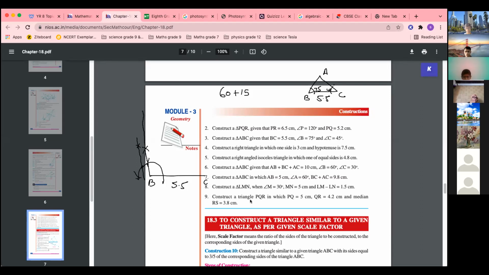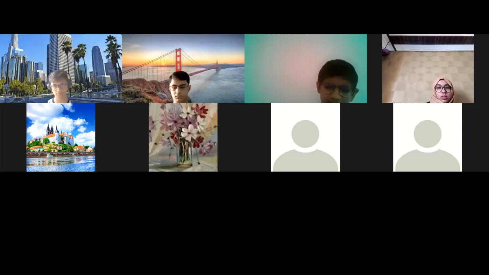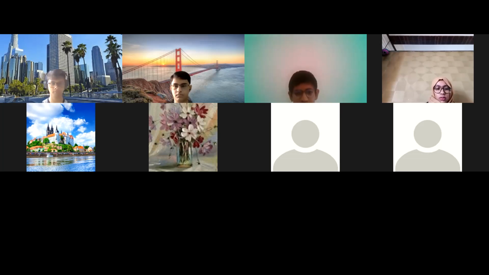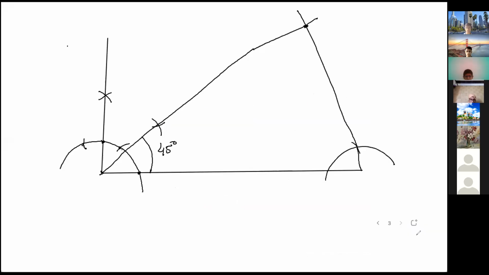Is it clear? You want me to show it how to do 75? No. It's clear to everyone? 75 degree? Yes, ma'am. Clear with the compass, sure? Yes. Okay, still it's not clear, still I'll show.